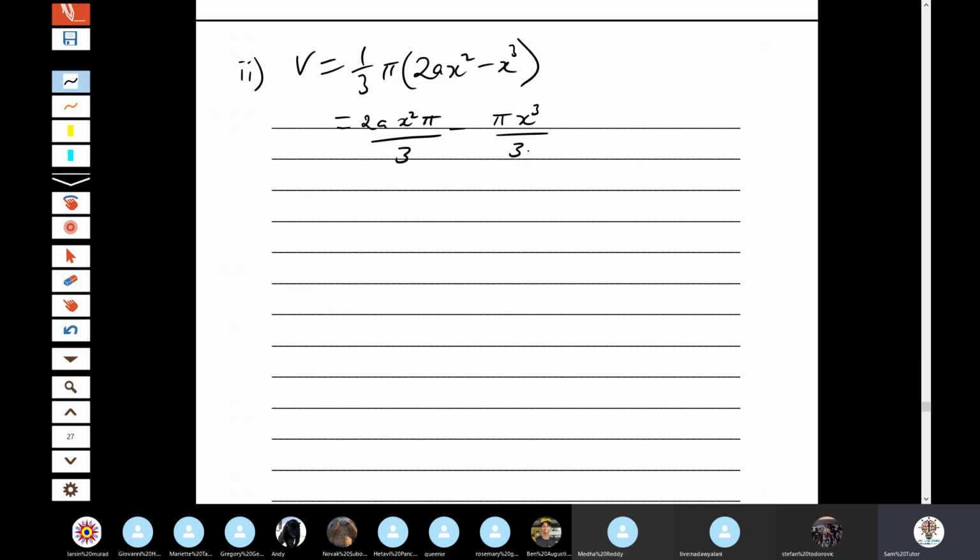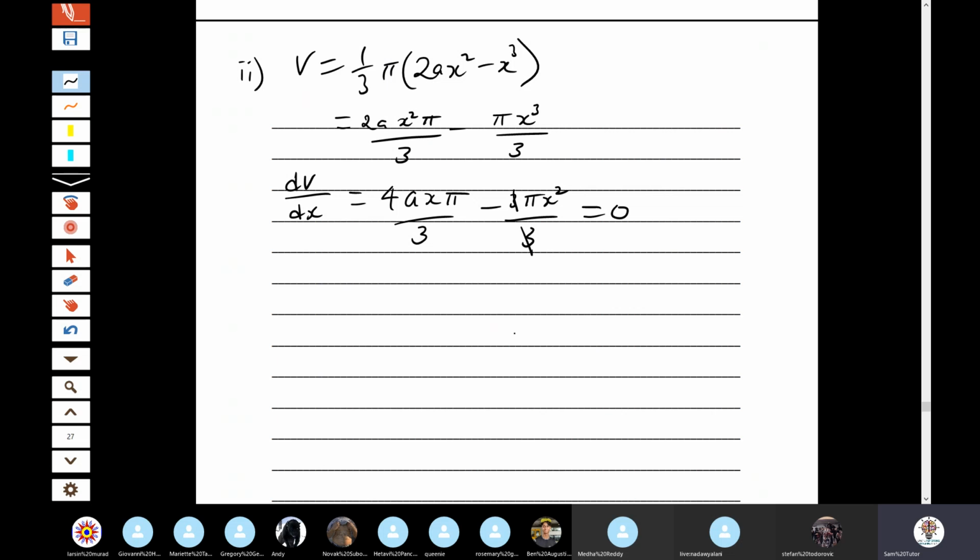It's all good. 2ax squared pi on 3 minus pi x cubed on 3. dv on dx equals 4ax pi on 3 minus 3 pi x squared on 3 equals 0.